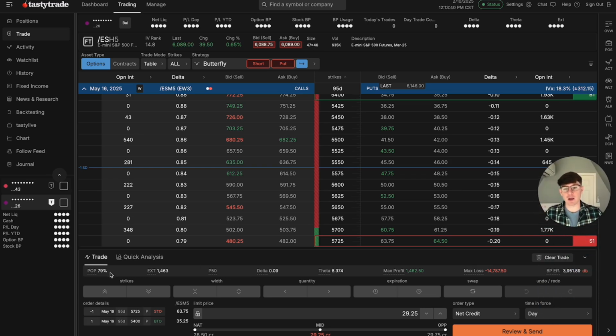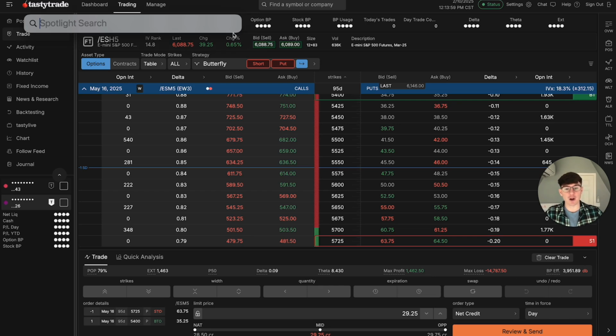You can see here about an 80% win rate, which is really good. This is standard, right? But since I'm closing the trade early at a 25% profit, that's what pushes my win rate higher. You can see here my max profit is about $1,500, and I'm putting up a little less than $4,000 to be in this trade. So let's look at the math to understand this better.